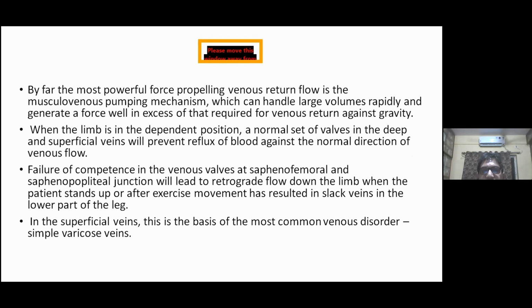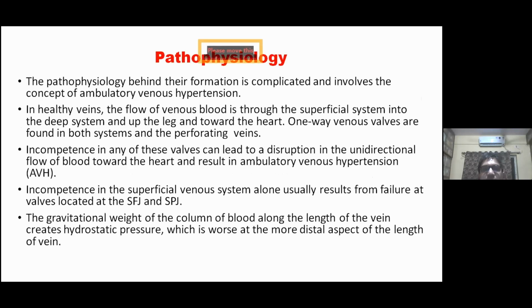Failure of competence in the venous valves at the saphenofemoral and saphenopopliteal junction will lead to retrograde flow down the limb when the patient stands up or after exercise movement has resulted in slack veins in the lower part of the leg. In the superficial veins, this is the basis of the most common venous disorder, simple varicose veins. Now the pathophysiology. The pathophysiology behind the formation is complicated and involves the concept of ambulatory venous hypertension.